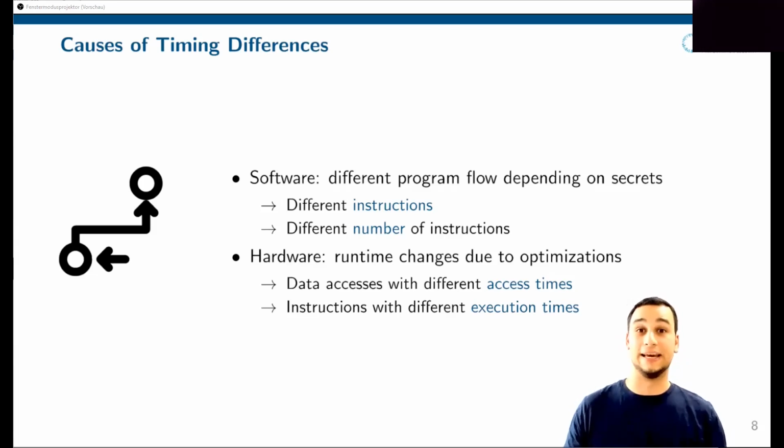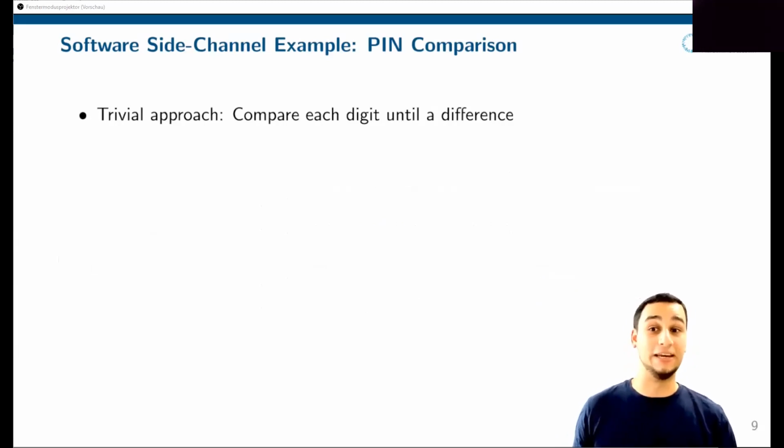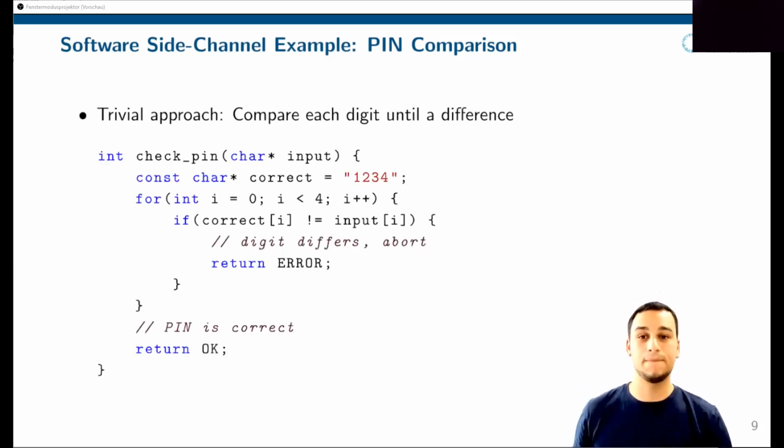So let's start again, still at a very theoretical level. Let's start with a simple example about a software side channel, so we can see how that works. One simple example I really like because it easily fits on slides is a pin comparison. That could be in an ATM, for example. So you have a correct pin, and then you have a pin that is compared against a user input. And if both pins are the same, then you get access, for example, to your money. And this can be a super simple, trivial implementation.